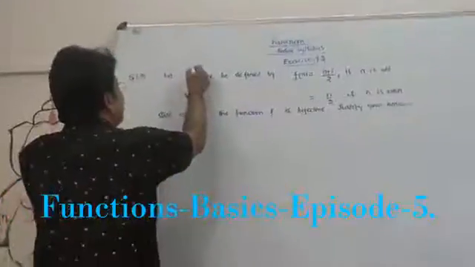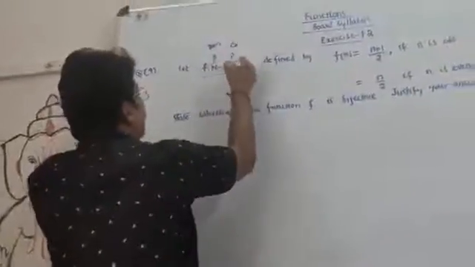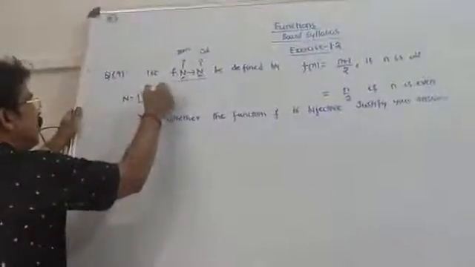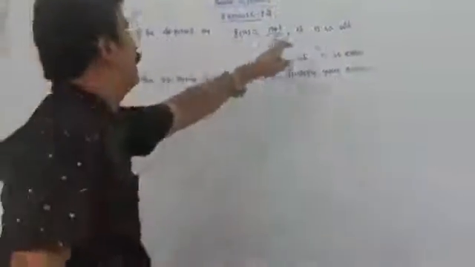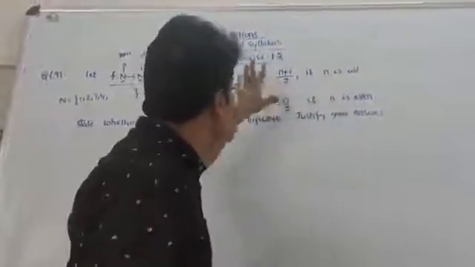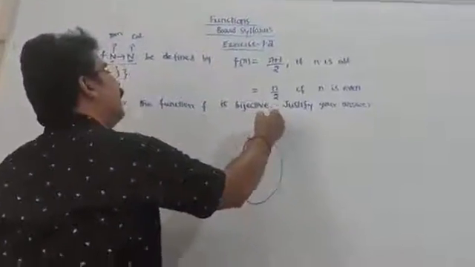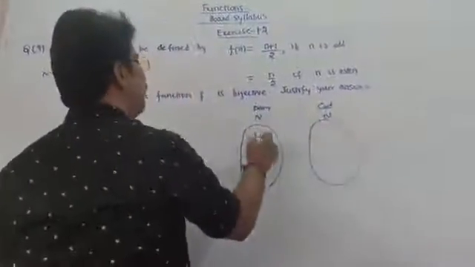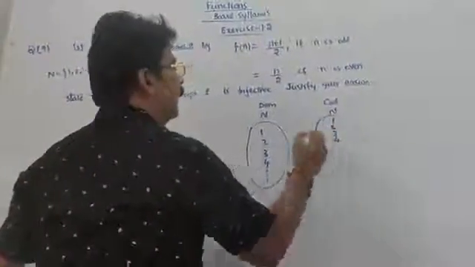f from N to N. This is the domain. Domain and codomain are natural number set. Natural number set means n equal to 1, 2, 3, 4, just like that. It is defined as: if n is odd, (n+1)/2; if n is even, n/2. So this is the domain, natural number set. It is the codomain. It is also natural number set. 1, 2, 3, 4, just like that.